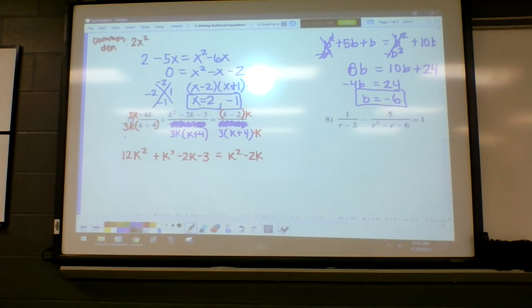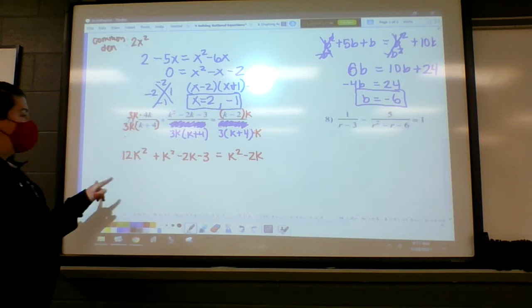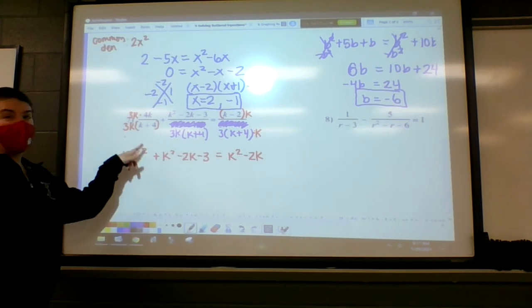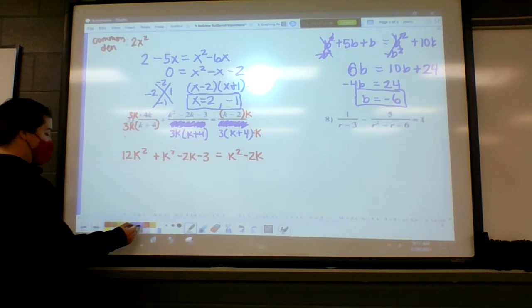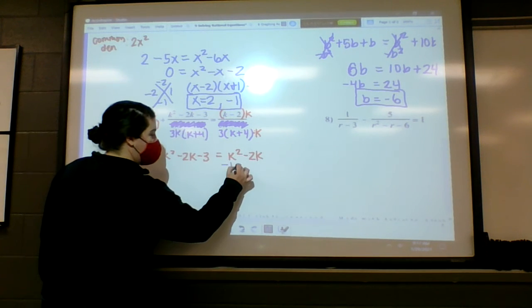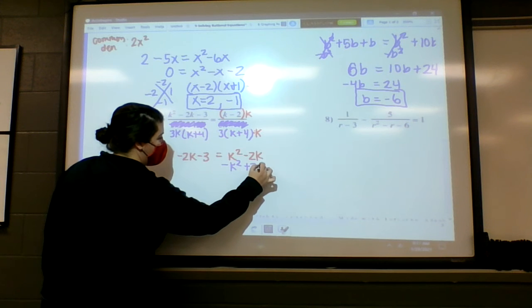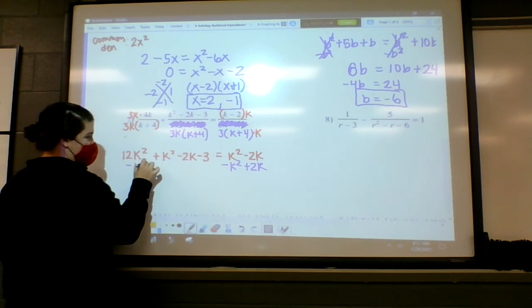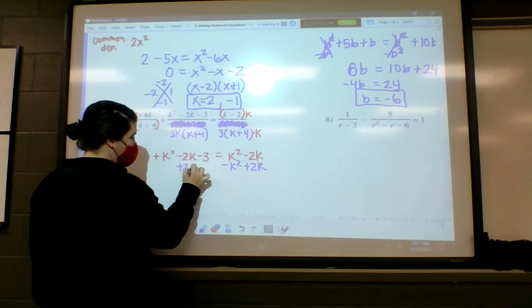All right, what do you want to do now? Now we got to solve this equation. Move this stuff from the left to right. I wouldn't necessarily go left to right. I would go right to left because of this 12, right? Keep it positive. It really won't matter as long as you still do the correct operations. So that'll be a minus k squared and a plus 2k.